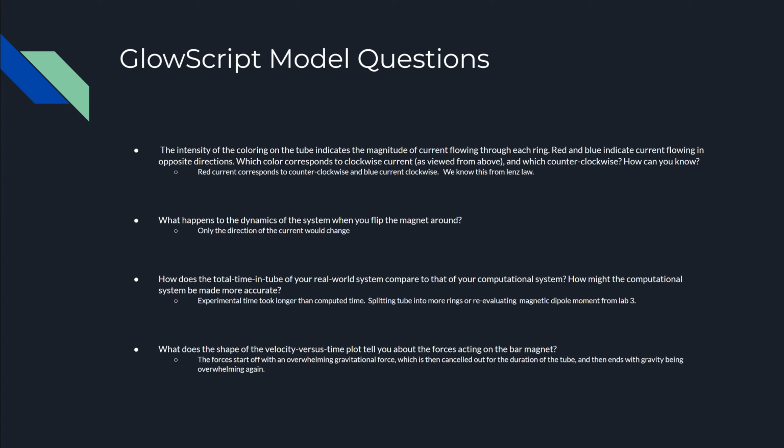The second question is, what happens to the dynamics of the system when you flip the magnet around? Well, everything generally stays the same, such as the time it takes to fall and the magnetic force. Essentially, it's the exact same situation, only the direction of the current changes.